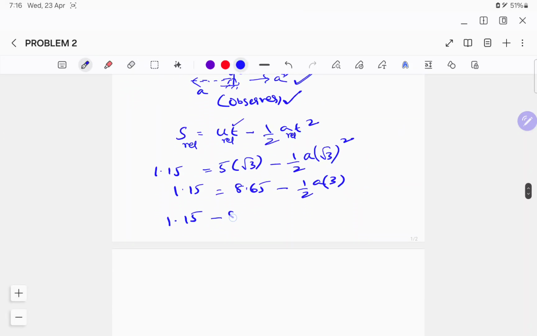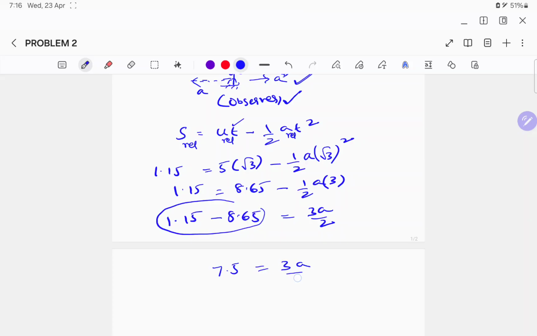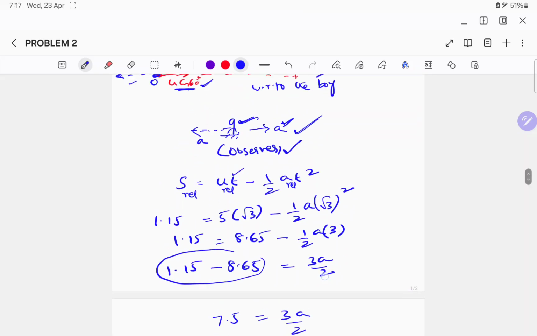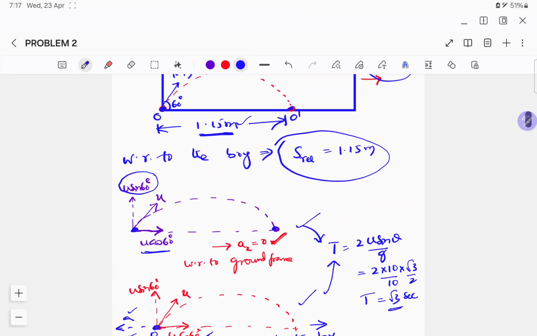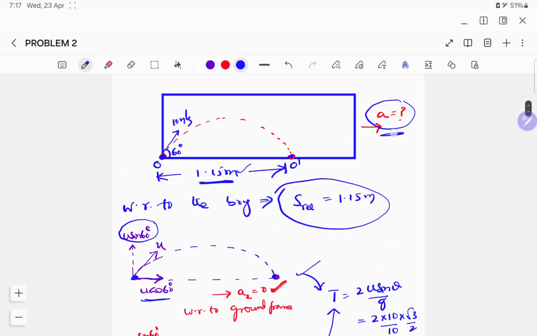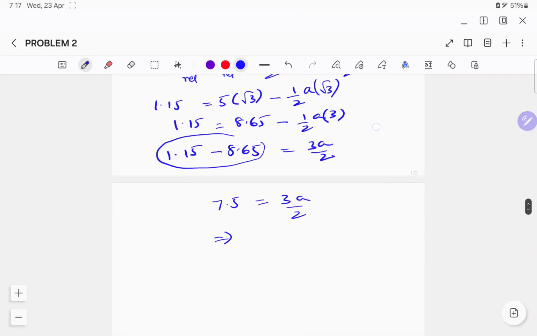Now if you send 8.65 to that side, you will get 3a by 2 here, and this value will be equivalent to 7.5, which is equal to 3a by 2. As our main target is to find the acceleration of the train, the value of a will be 7.5 into 2, 15 by 3, which is 5 meter per second square.